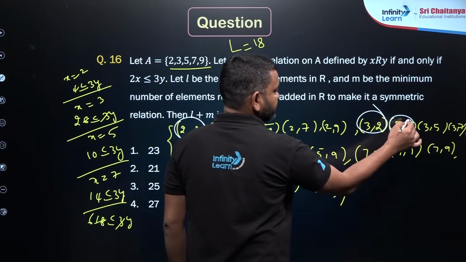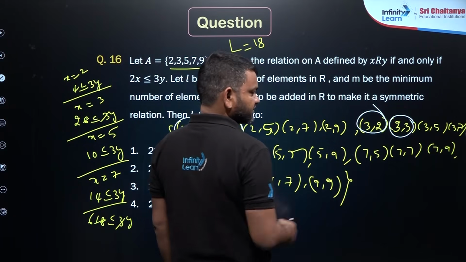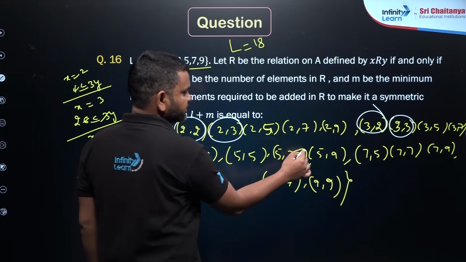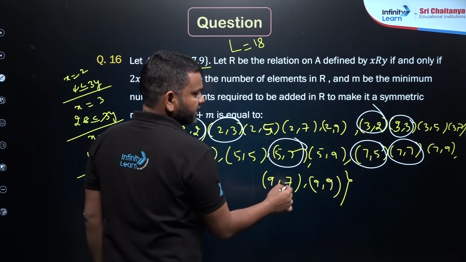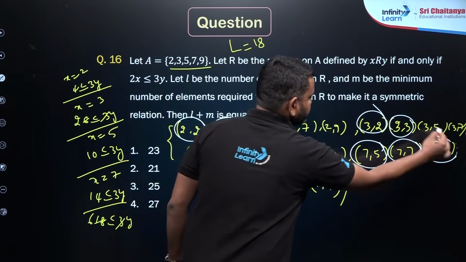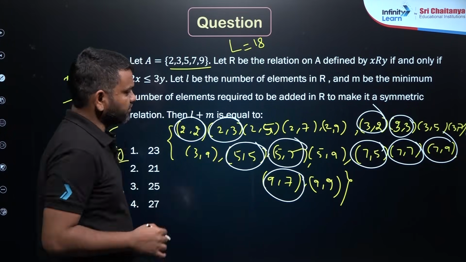3 comma 3 you don't need. 3 comma 5 is there. 5 comma 3 no. So 3 comma 7, 7 comma 3 no. 5 comma 7 is there. 7 comma 5. So you don't need to add. 7 comma 7 you don't need to add. 9 comma 7 is there, 7 comma 9 you don't need to add anything, 3 comma 9 no, 5 comma 5 you don't need to add.